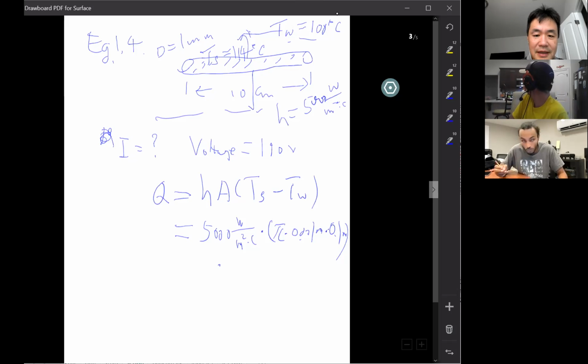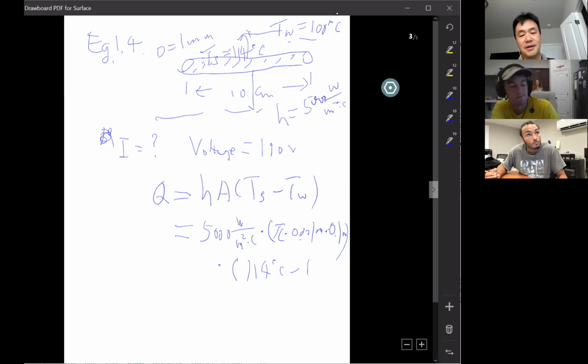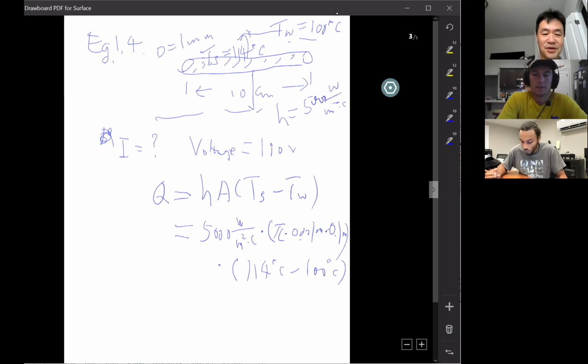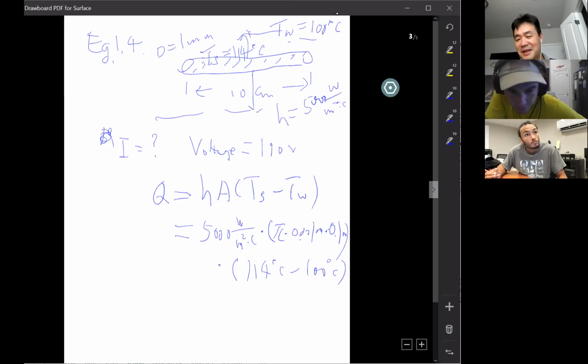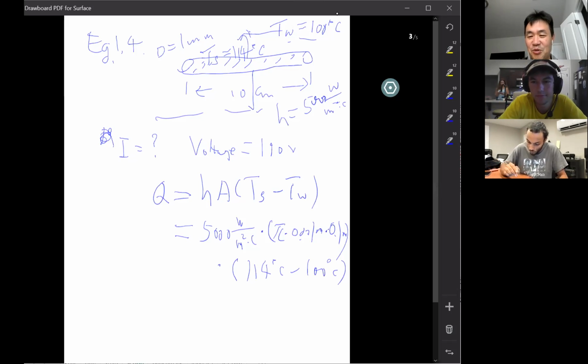Then Ts minus Tw, do we know the temperatures? Yes, we do. 114 Celsius minus 100 Celsius. Okay, that's good. So we can calculate the Q. That's easy. Actually, that was the problem: what is the electrical power supplied? Basically, the problem just tests whether you understand that the electrical power needed is equivalent to the heat transfer. It's 100% converted from electrical power into heat for this problem.